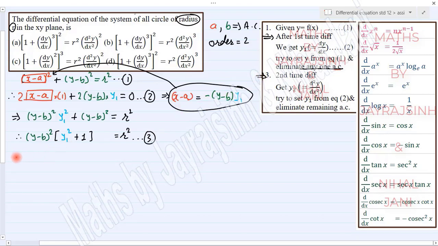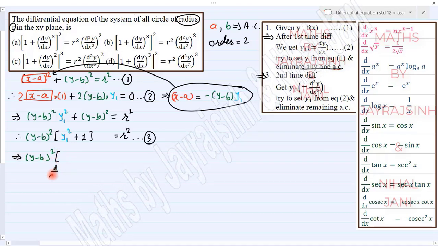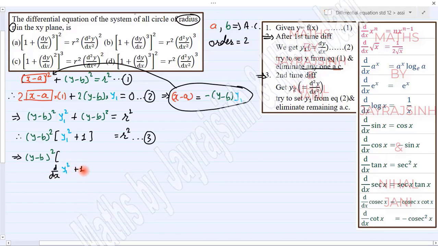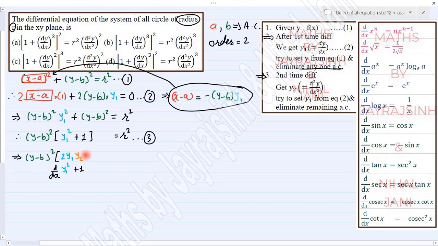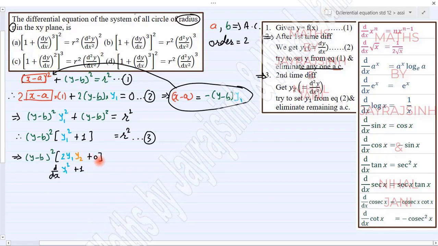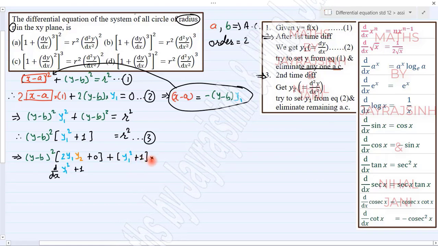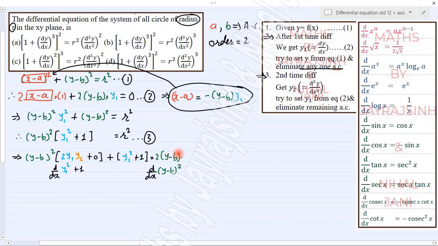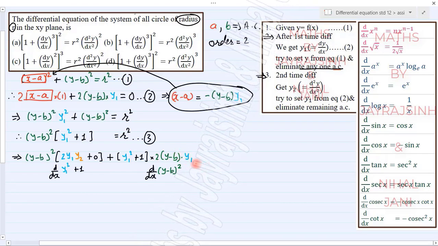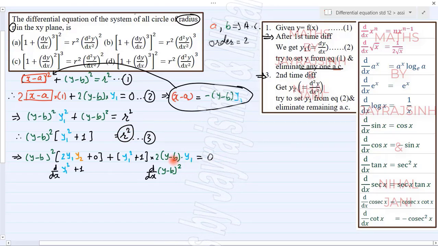Now we are ready to move on with the third equation. Let's differentiate again. On the left hand side, we have to apply the multiplication rule. Let's say (y minus b) the whole square will be as it is, and we have to differentiate y1 square plus 1. Now differentiation of y1 square will be 2y1 into differentiation of y1, which will be y2, plus differentiation of 1 will be 0, plus in the second term your y1 square plus 1 will be as it is, and we have to differentiate (y minus b) the whole square, which will be 2 times (y minus b) into differentiation of y, which is y1, is equal to differentiation of r square, which is a purely constant term, will be 0.